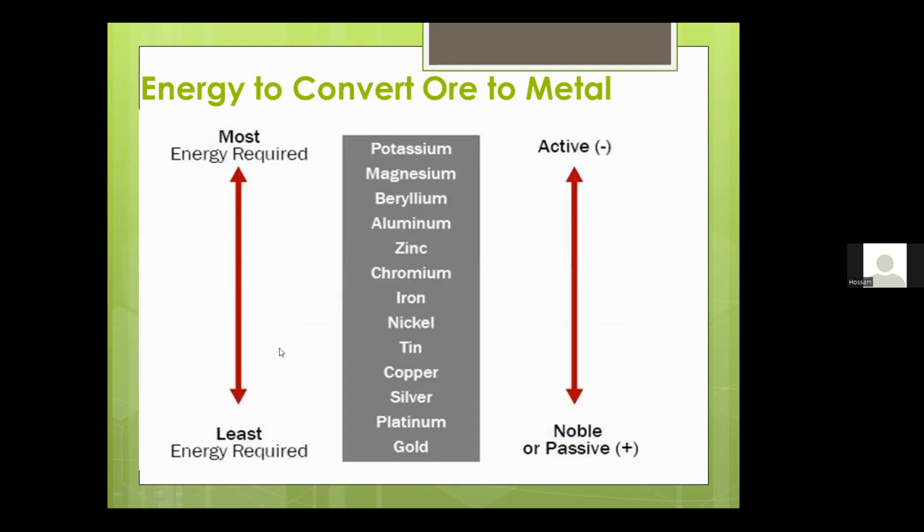This gives us the energy to convert ore to metal. It's clear that the potassium and magnesium require the most energy to convert from the ore phase to the metal phase. Also, the gold has the least energy required to convert from the ore to the metal. Potassium and magnesium are more active. Platinum and gold are more noble.